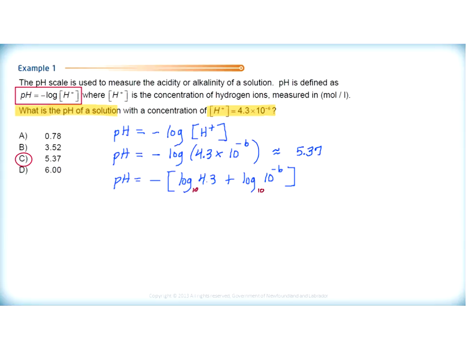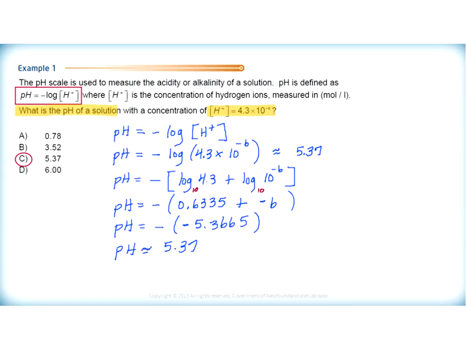Again, using your calculator, you could determine that the log of 4.3 is approximately equal to decimal 6335 plus the log of 10 raised to the power of negative 6 to base 10 is equal to negative 6. Simplifying what's inside the brackets, we have the negative of negative 5 decimal 3665. And the negative of that will give us a pH to approximately equal 5.37.